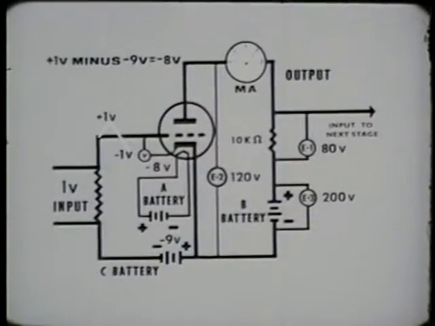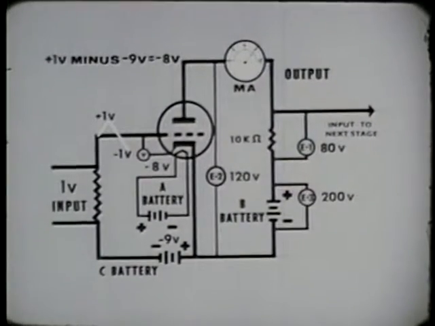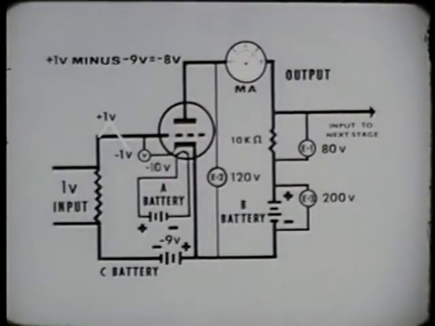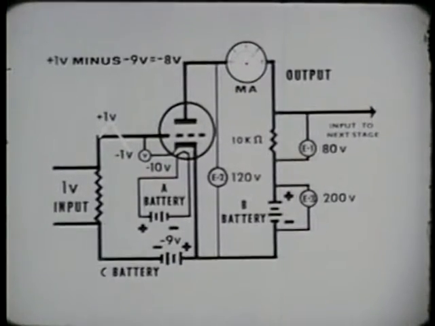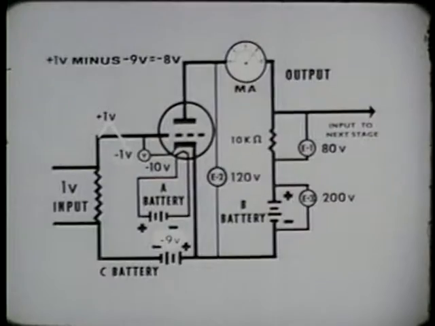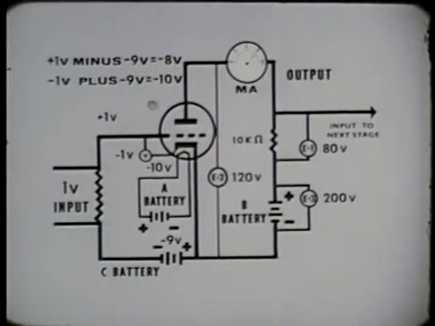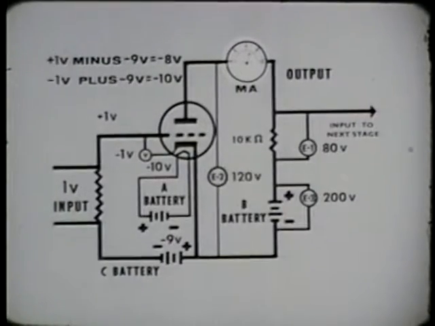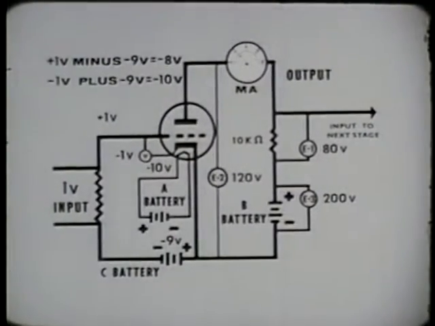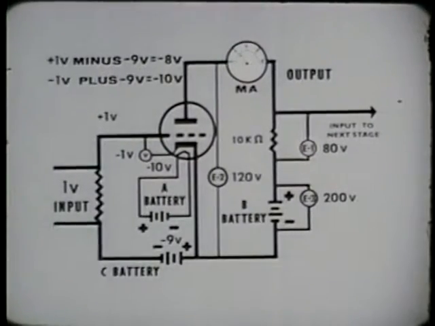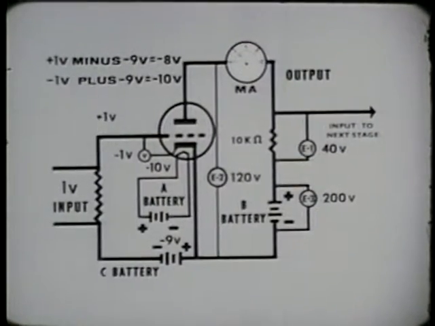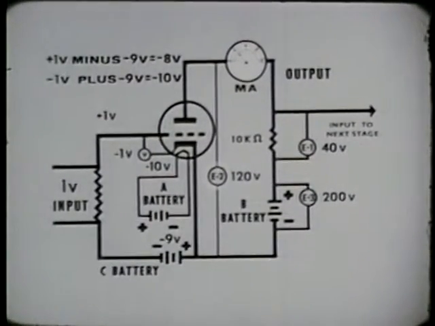When the signal voltage goes to a negative peak of minus 1 volt, the difference in potential between the grid and cathode becomes minus 10 volts, computed by adding minus 1 and minus 9. This increase in potential causes the current through the tube to decrease to 4 milliamperes. The voltage across the load resistor now decreases to 40 volts, and the plate to cathode voltage increases to 160 volts.